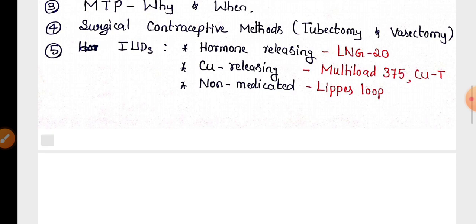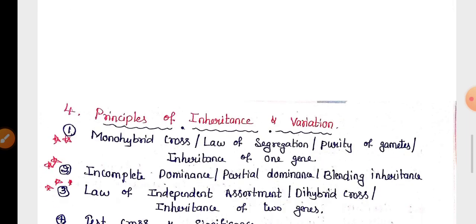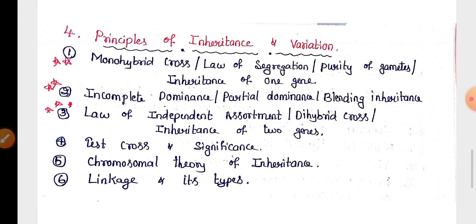Then about IUDs, intrauterine devices like hormone releasing LNG20, copper releasing multiload 375 copper T, or non-medicated IUDs like lippes loop. From 4th chapter, principles of inheritance and variation, this chapter is only about up to pleiotropy. So there are 5 marks, 3 important questions.